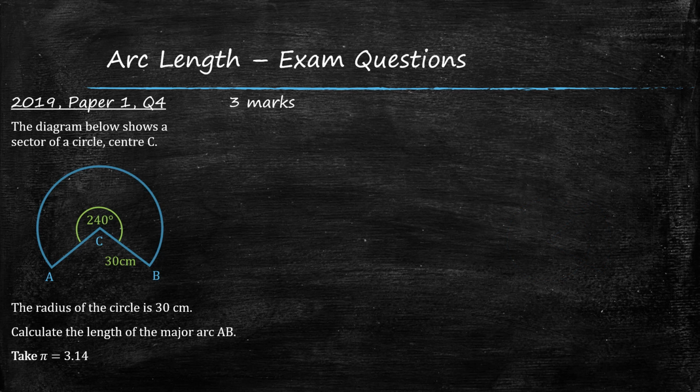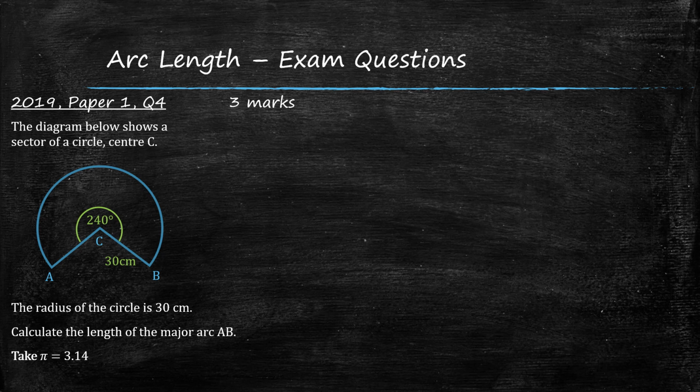Our first question is from 2019, paper 1, question 4, and is for 3 marks. The diagram below shows a sector of a circle centre C. The radius of the circle is 30 centimeters. Calculate the length of the major arc AB. Take pi equal to 3.14.